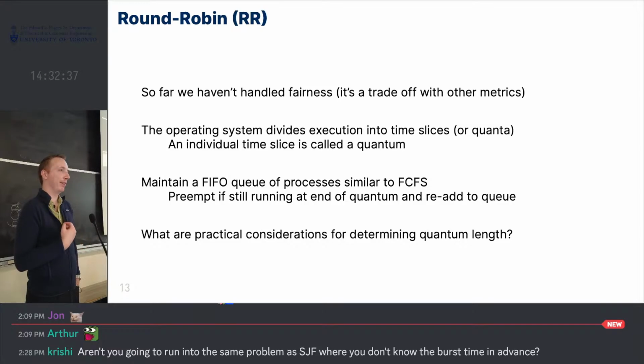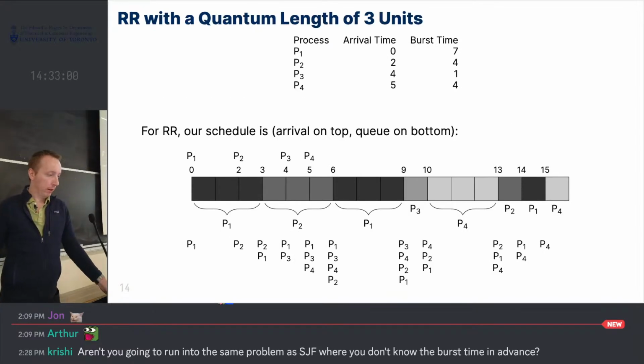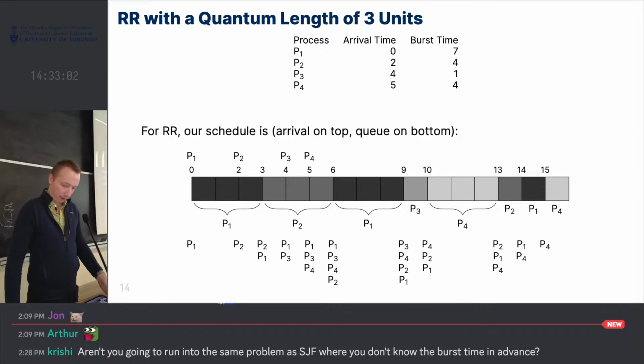Yeah, that's the same thing as first come, first serve. So if my quantum length is like 8 years, then it's the same as first come, first serve, which we know kind of sucks. So there's always a sweet spot with whatever time slice you pick. So let's go through an example.